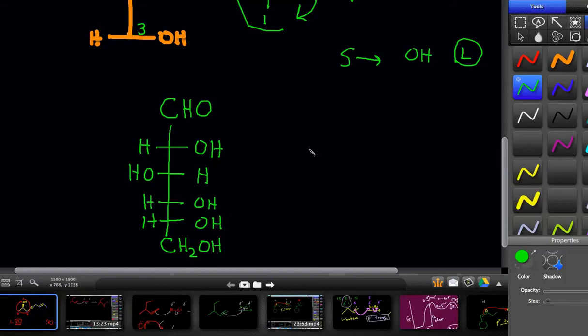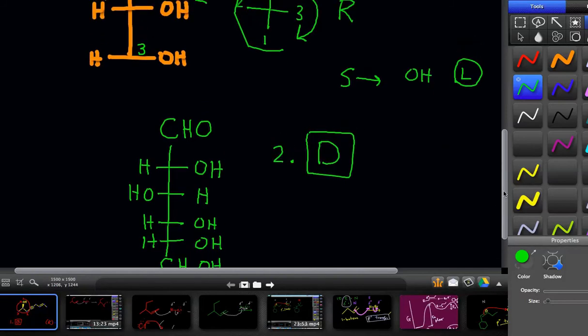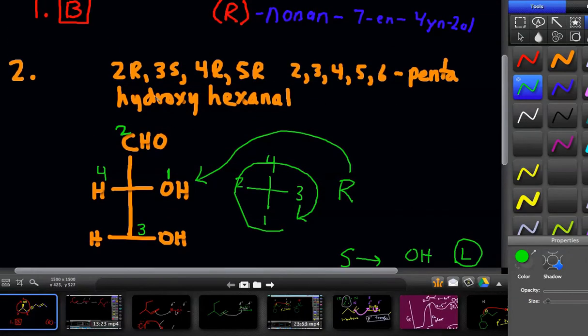Now, if you recall, there was a typo on question 2. That structure is best represented by D. So D is the credited response for question number 2. In other words, the structure of 2R, 3S, 4R, 5R.